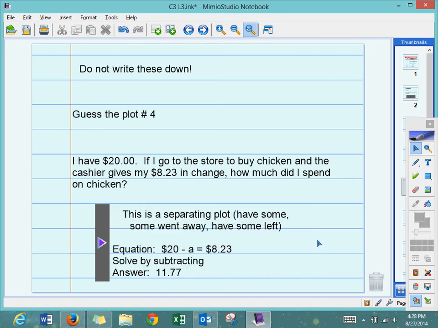Okay, so this is a separating plot. I had $20 and then I spent some money at the store, and then I have $8.23 left. So 20 minus A equals 8.23. I solved by subtracting 8.23 from the $20, and my answer is 11.77. And if you do this on an assignment, it is wrong. This needs a label.